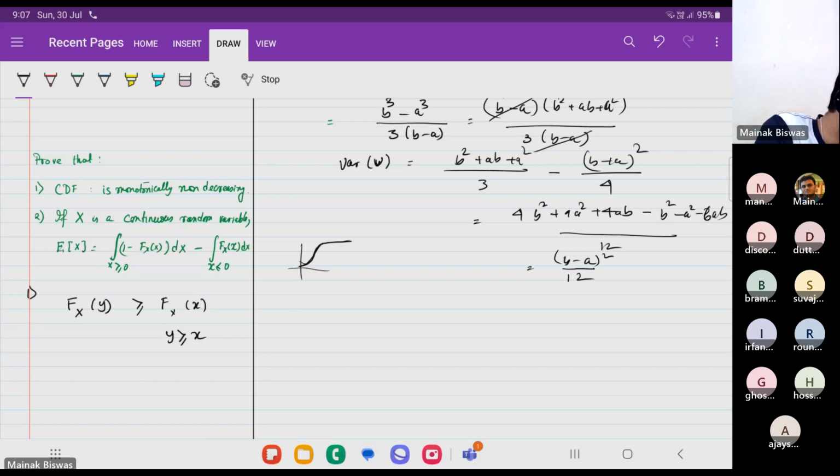Okay. So what is the definition of F_X taking a value y? What is this definition? This is minus infinity to y. Oh, sorry, minus infinity to y. Sorry.